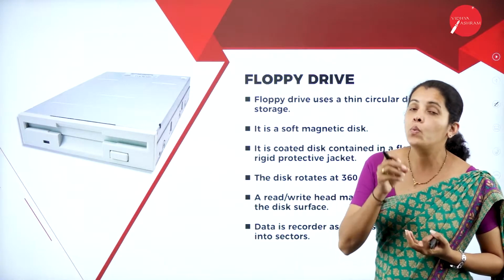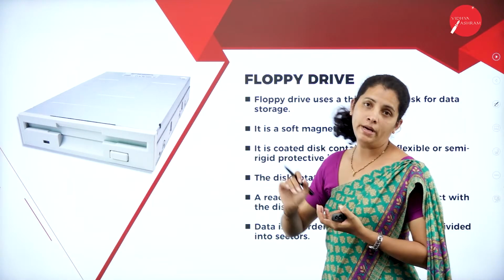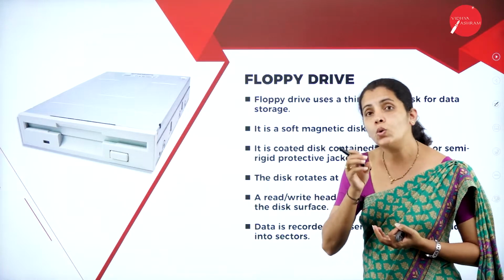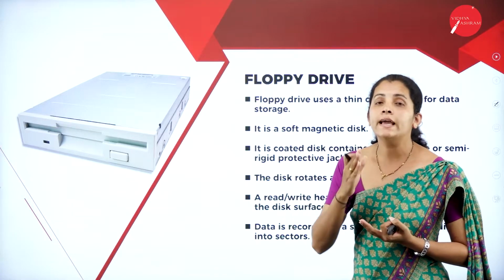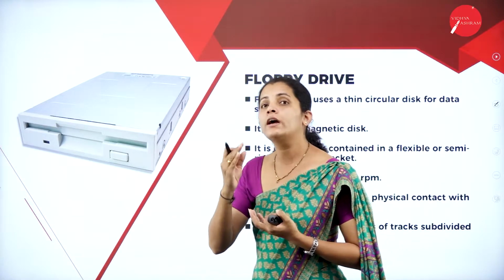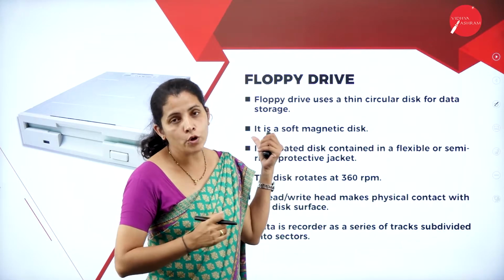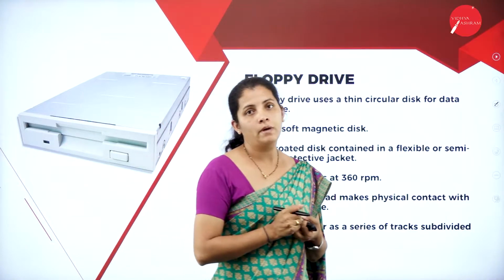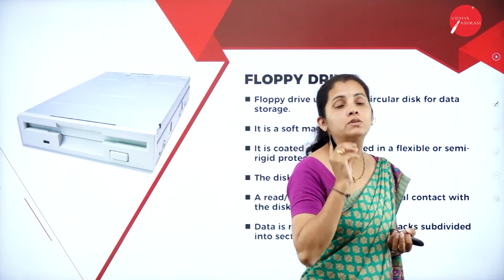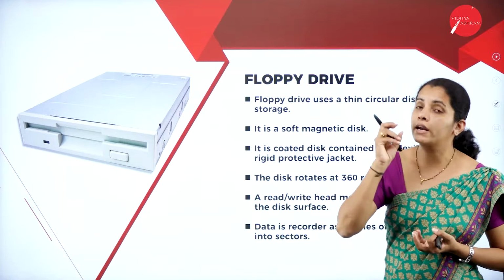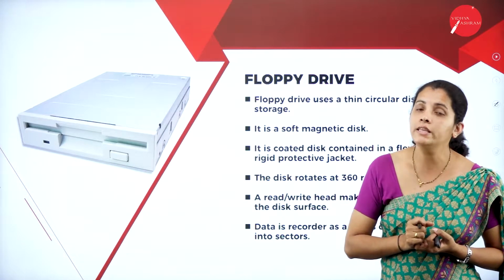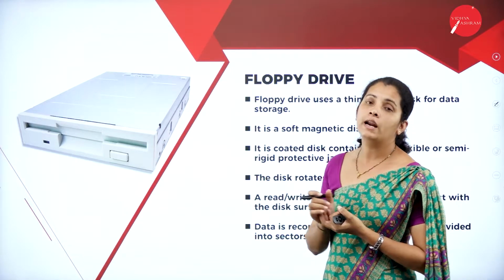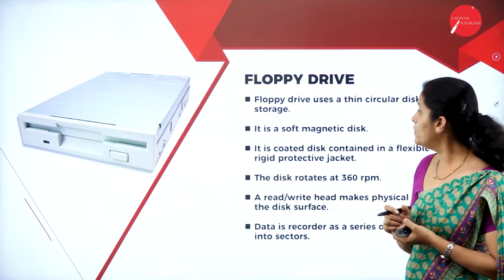Now tell me why I require a floppy disk. Here I require a floppy disk to store the data. Then tell me what kind of access it is going to provide. Here it is going to provide random access. That means the user can write the data or read the data randomly. So this is an example of random access memory.